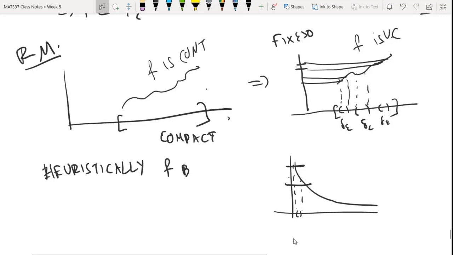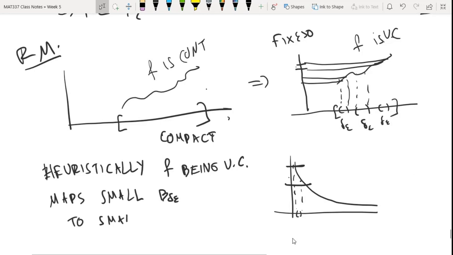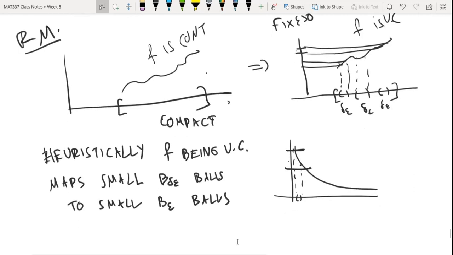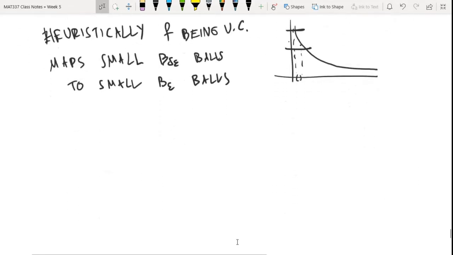So in a way, heuristically, f being UC maps small balls to small balls. Anyways, all right, fine. Moving on.